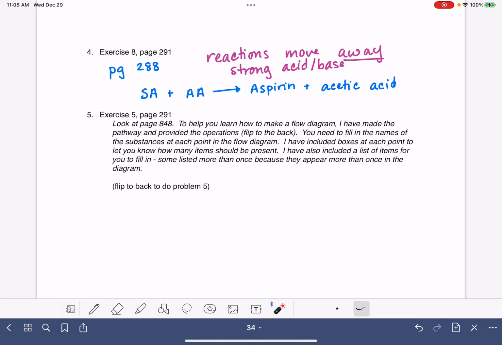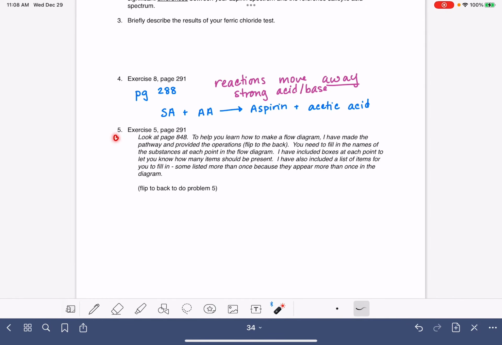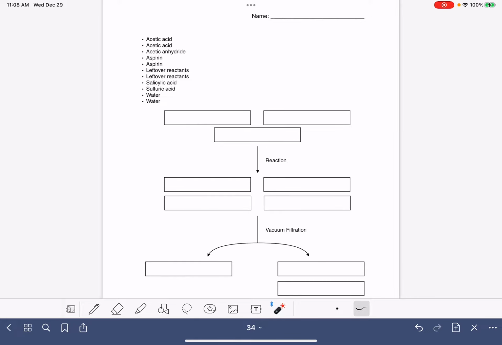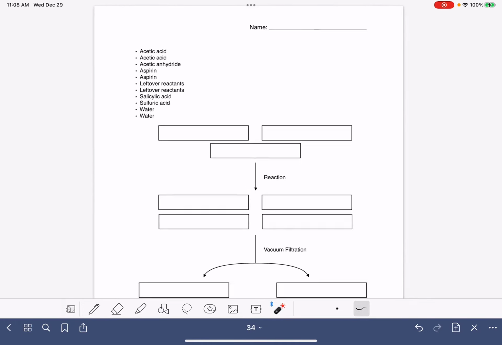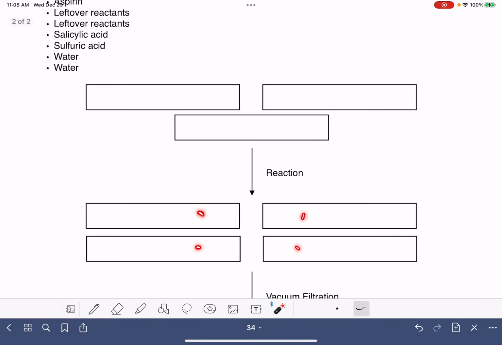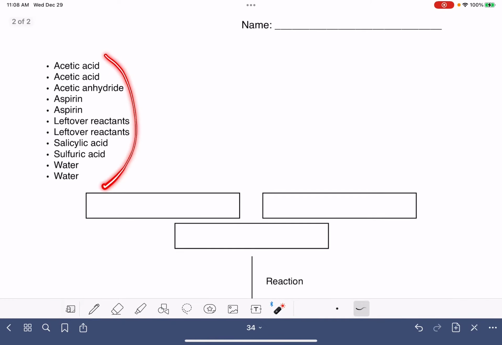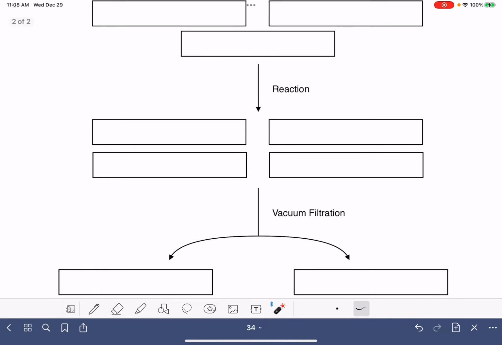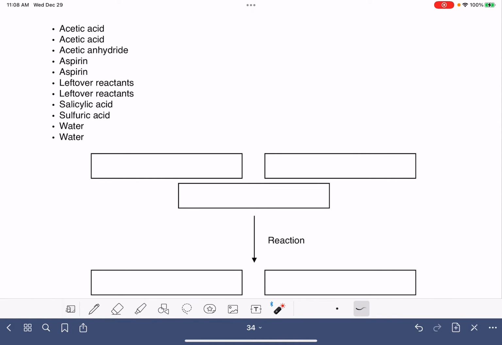And this is going to be a problem that you're going to do multiple times throughout the year. The question itself is actually on the next page because it's big. You're going to create this flow diagram for the chemical reaction. All of these boxes need to be filled in with one thing from this list. Notice that a lot of the things are on the list more than once. That means that they're going to appear more than once in this diagram. So you're really going to want to refer to the procedure in the textbook to help you fill this out.